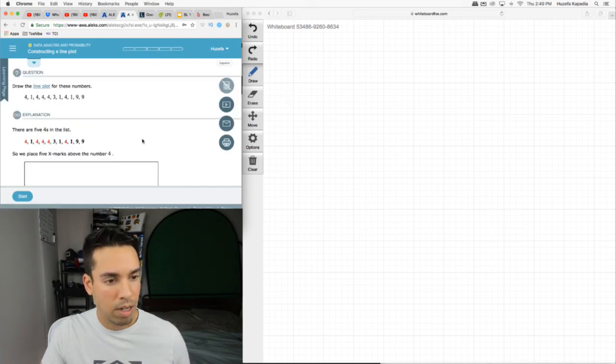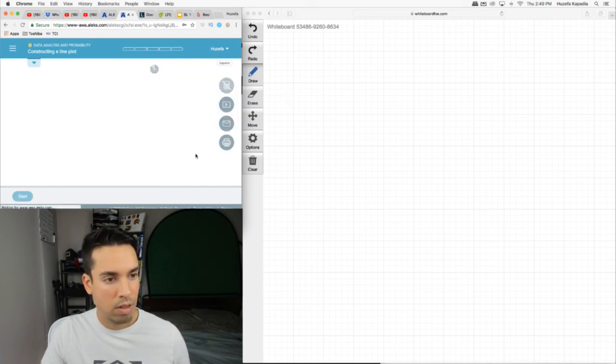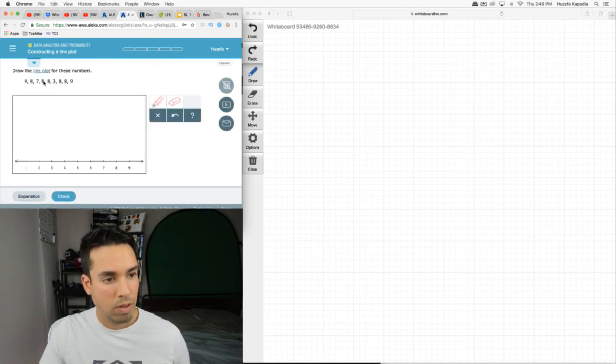Constructing a line plot. Draw a line plot for these numbers. So what are we trying to do? We're trying to basically count up the number of each one of these numbers and plot them out. So let's first count the number of 9s. We got 1 and we got 2 9s. All right, so that means we put 1, 2 X's above the 9.